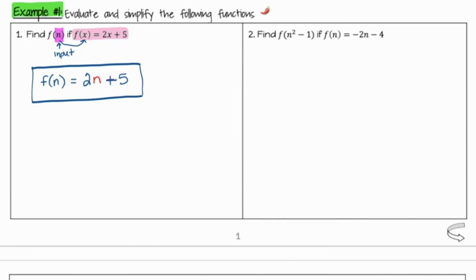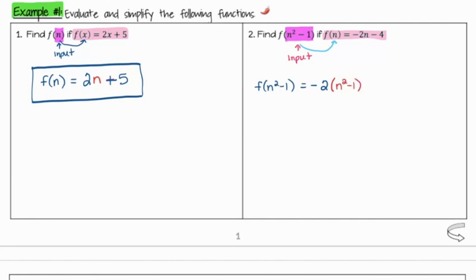The next one we have find f of n squared minus 1. So same kind of thing. This is our input that we want. What they gave us originally is f of n is equal to -2n minus 4. What we are going to do is, instead of using the original n function's rule, what we are going to be inputting is the new input. So let's rewrite f of n squared minus 1. That's my new input. I'm inputting that into the original n. So in this case, I have -2 times n squared minus 1.